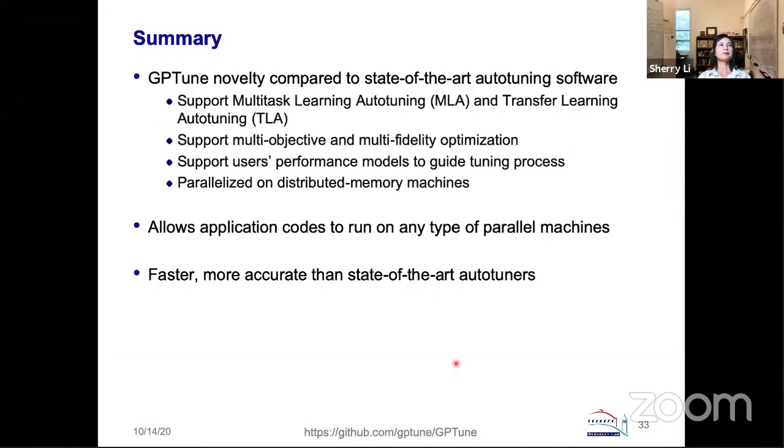Okay, so let me summarize. As you know, we built all of this on top of the general Bayesian optimization framework, but there are some new features we have implemented. One is particularly MLA, which helps when the function evaluation is very expensive. And then we support multi-objective and also multi-fidelity, which I don't have time to talk about today. It's also a new feature we implemented. We use the multi-armed bandit optimization technique. And the user can input performance models, and everything is parallelized on distributed memory machines.